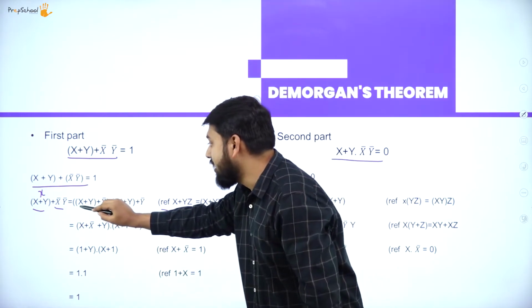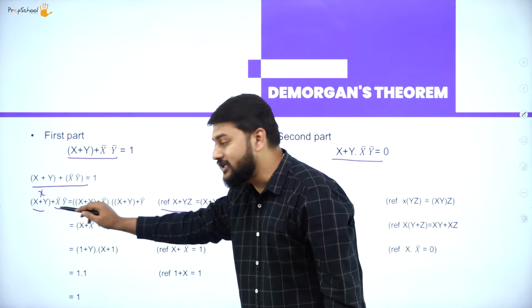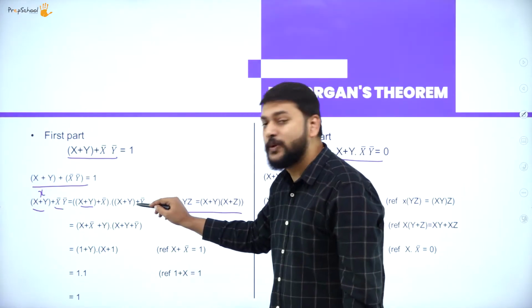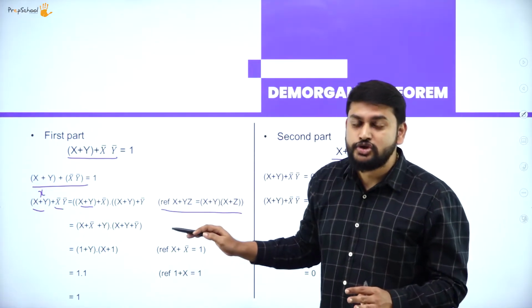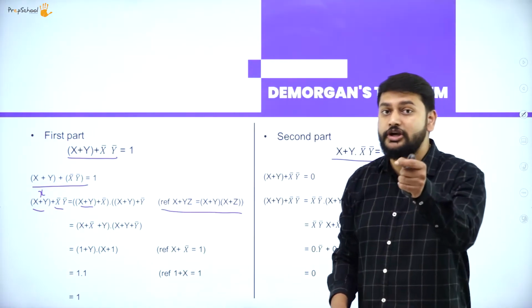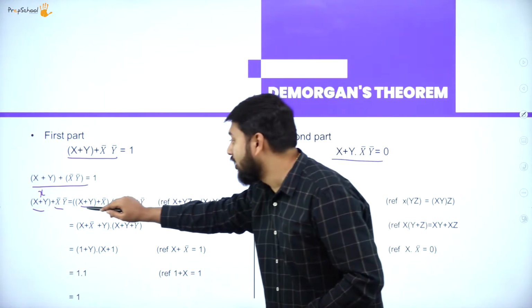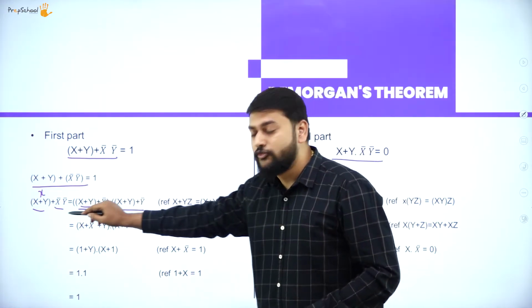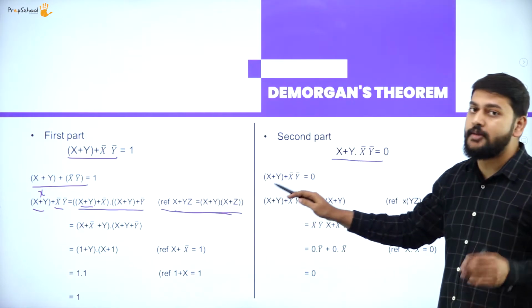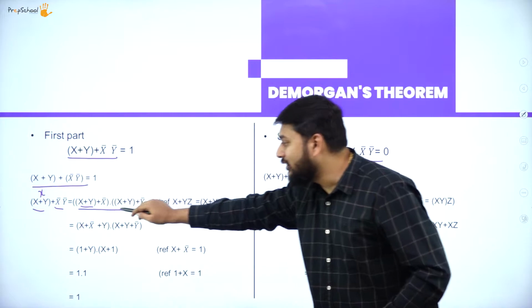So please understand, (x + y + x') into (x + y + y'). Wherever I have plus, I will change it as into. So that's what you need to remember here. You understood how I got the statement. That is the formula, a reference that I'm using. So this is the law. Using this law, I have got this expression.